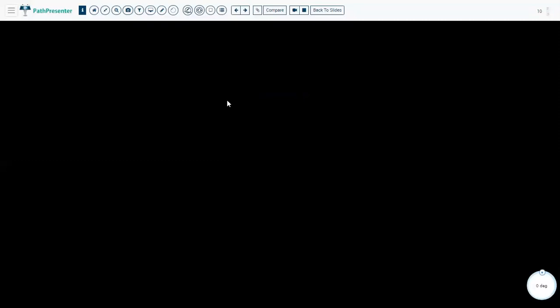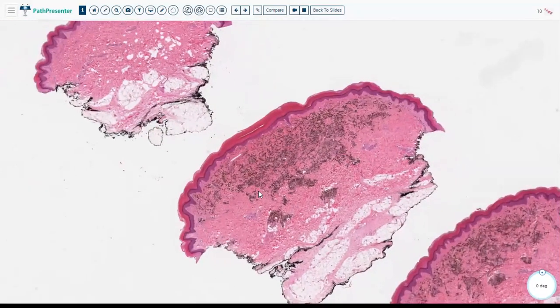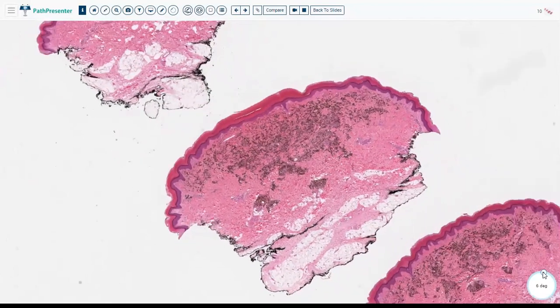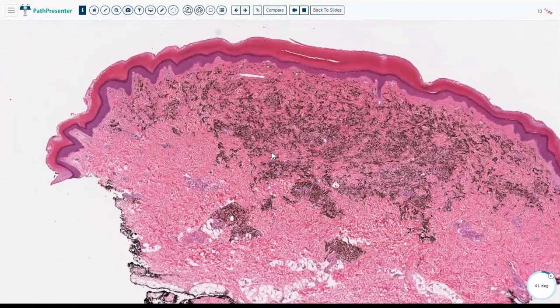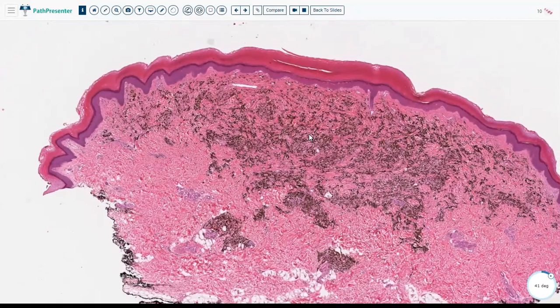Okay, moving on to the next slide. Can anyone tell me what type of lesion this is? So this is a blue nevus. Very good. So we got a blue nevus here. What are the features that would tell us this is a blue nevus? First of all, again, it is well circumscribed, as you can see here.